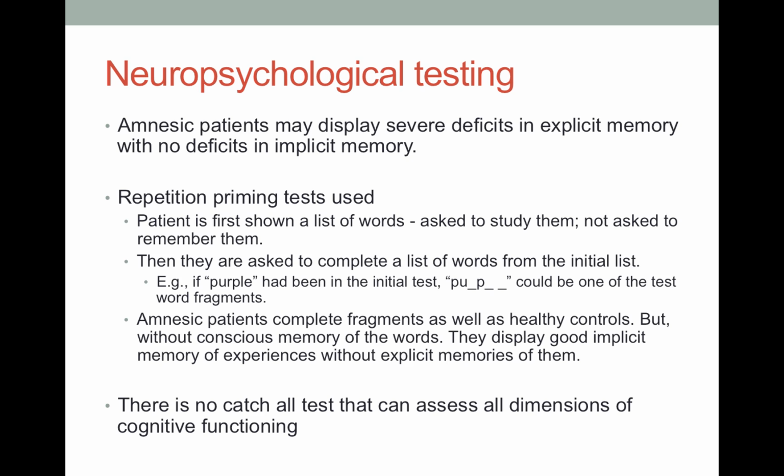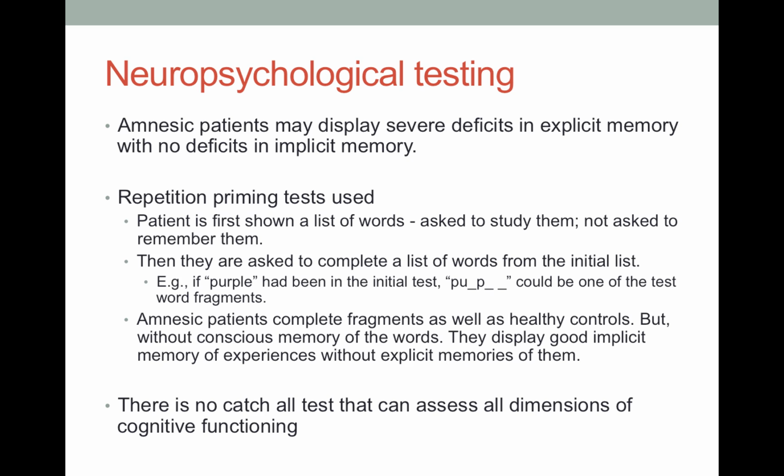Repetition priming tests can be used to assess this pattern. So patients are first shown a list of words and asked to study them. They are not asked to remember them. Then at a later time, the patient is asked to complete a list of words from the initial list. For example, if purple had been in the initial test, the letters P, U, blank, P, blank, blank could be one of the test word fragments.